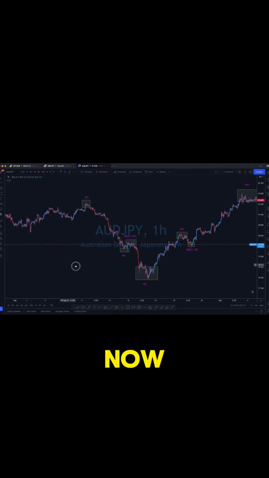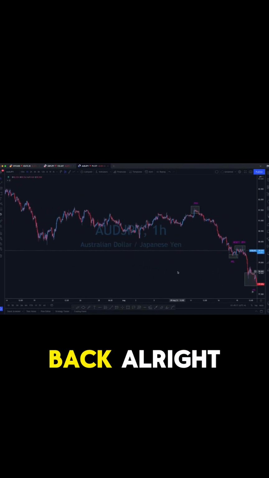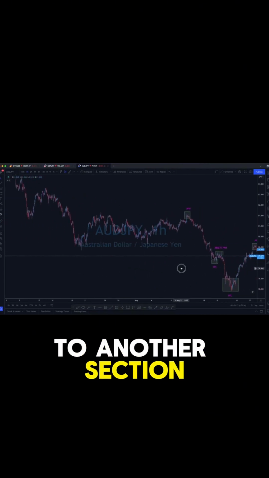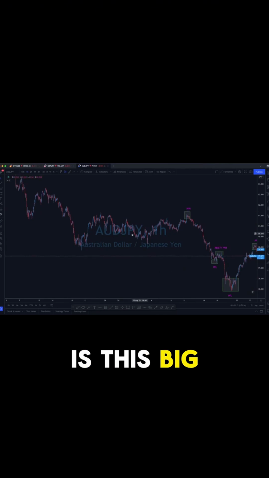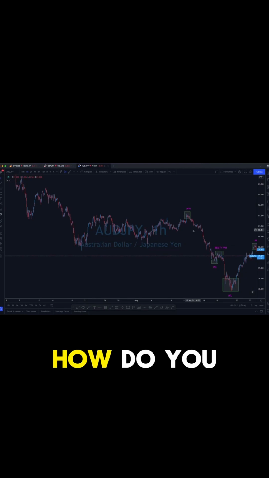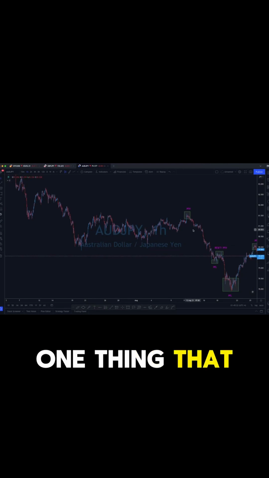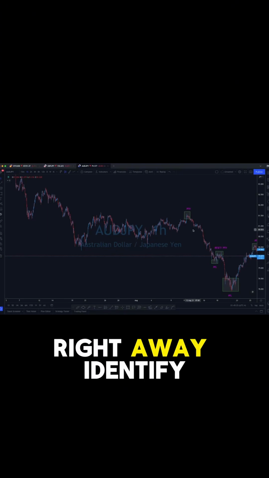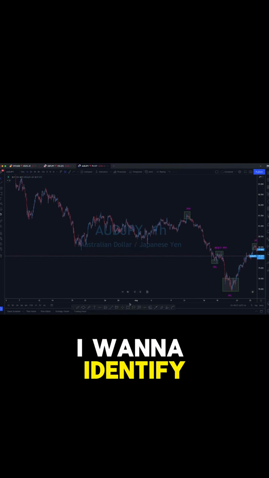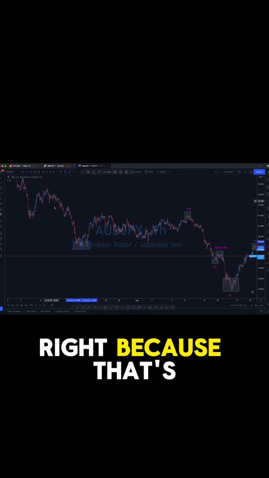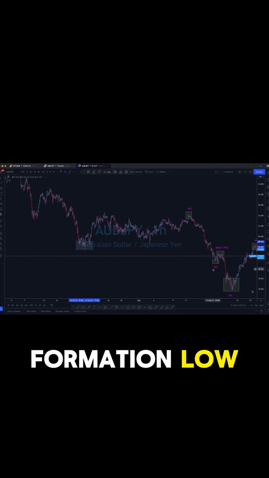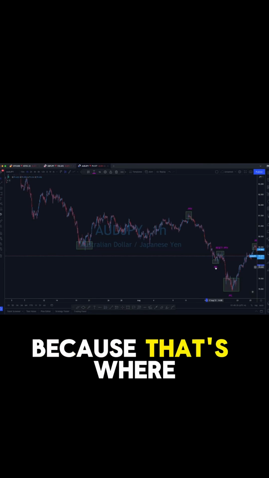All right, and then now we literally just keep going back, right? We keep going back to another section. So here's our next section, is this big sideways movement here. How do you do this? So one thing that I could definitely right away identify is I want to identify my low, which is clearly right here, right? Because that's going to be a peak formation low regardless, because that's where we're coming off of.